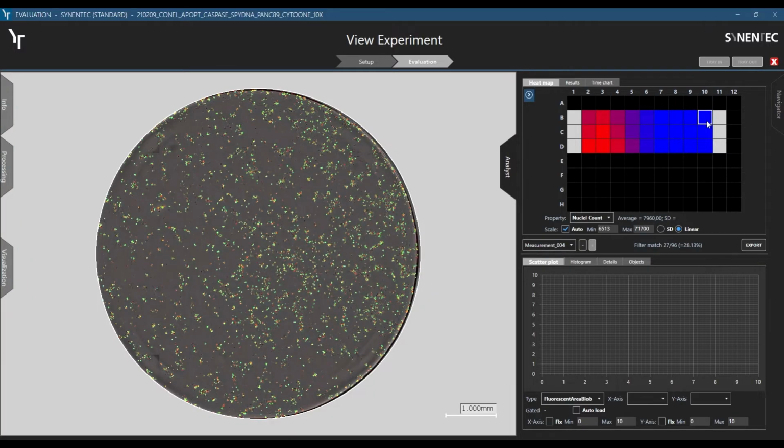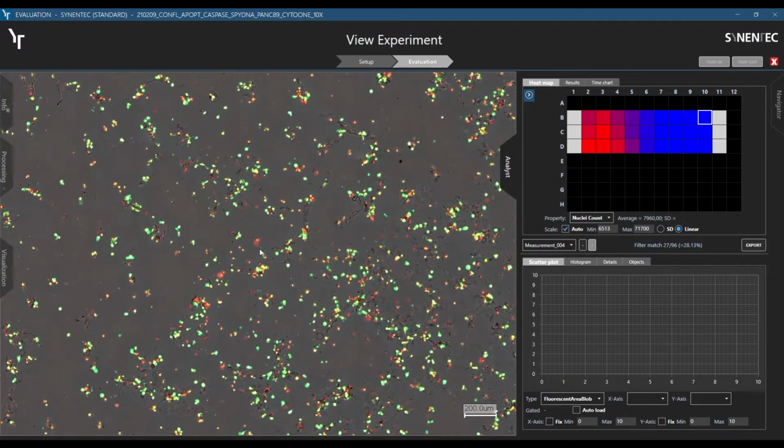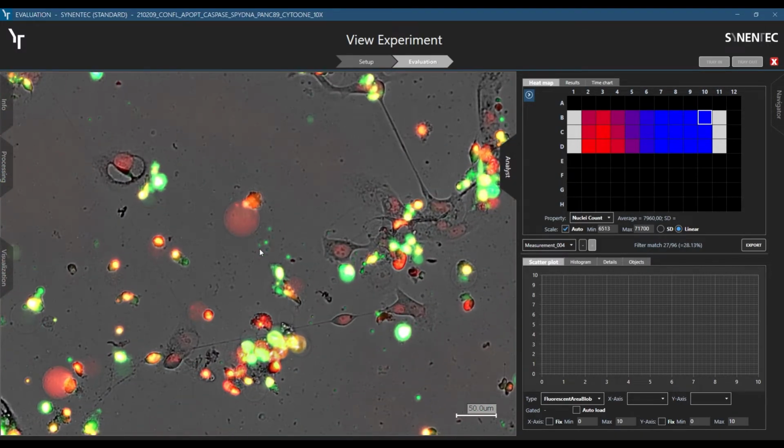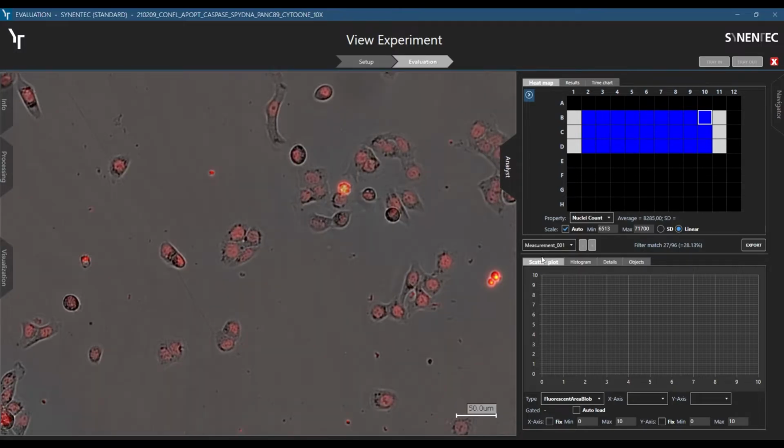Now, if we look into a well in which the cells were treated with a high gemcitabine concentration, we see a lot more cells with caspase activity and some nuclei with bright red condensed or fragmented DNA. Cell shrinkage, membrane blebbing, and extracellular vesicles or debris is visible. However, at the first measurement, the cells look comparable to the control-treated cells.